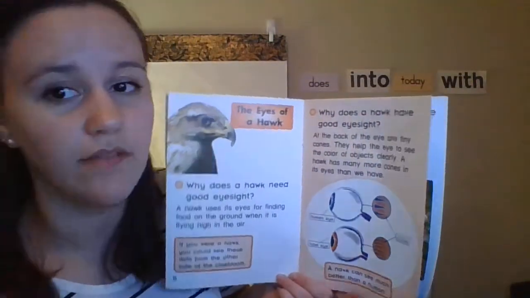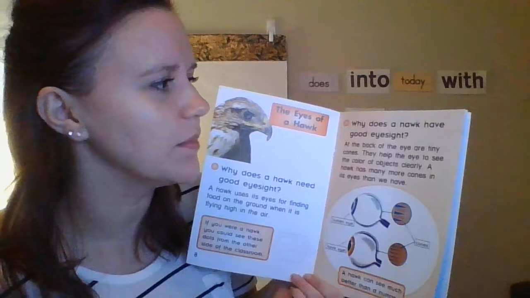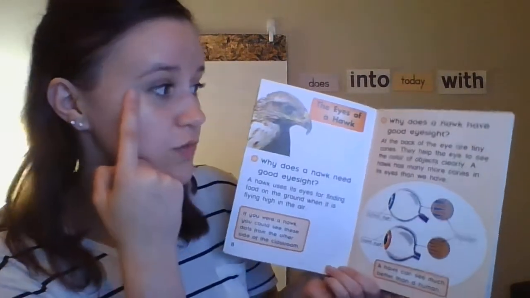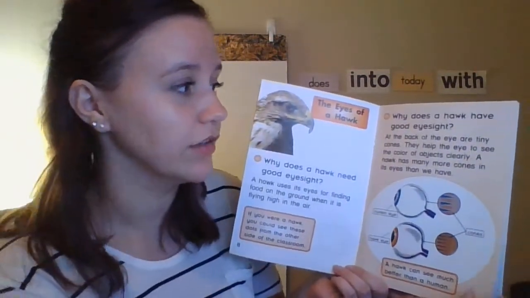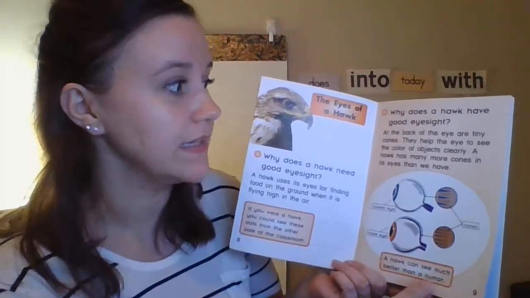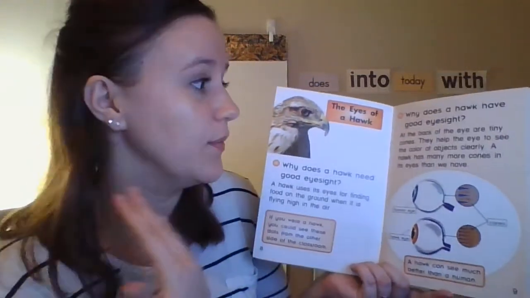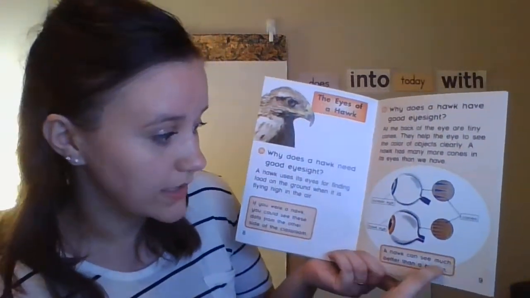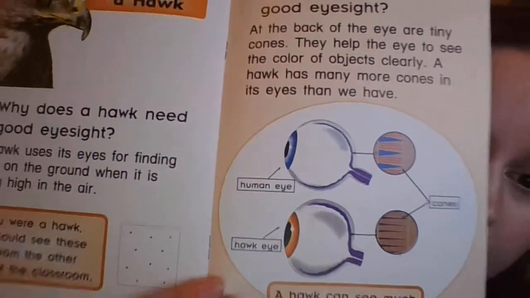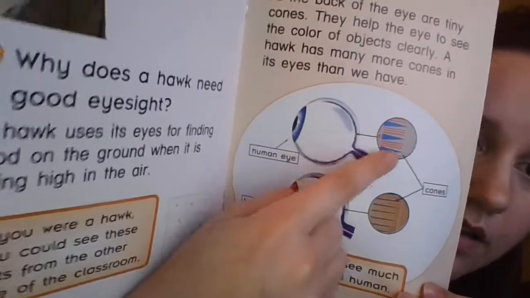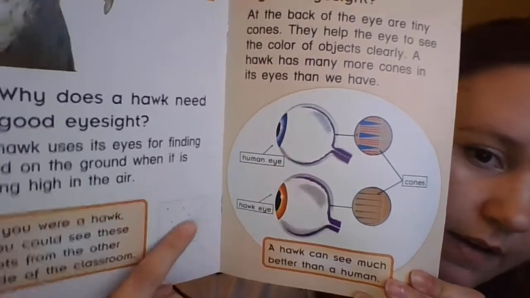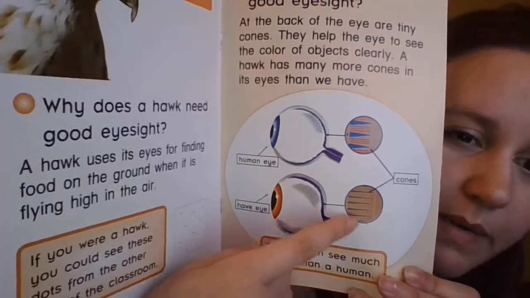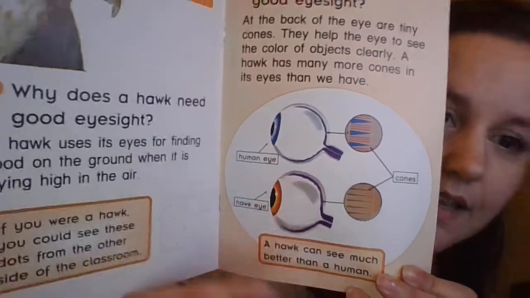Why does a hawk have good eyesight? At the back of the eye are tiny cones. They help the eye to see the color of objects clearly. A hawk has many more cones in its eye than we have, so a hawk can see much better than a human. So here's a human eye, and the cones in the human eye, and then a hawk eye. See how many more cones it has?